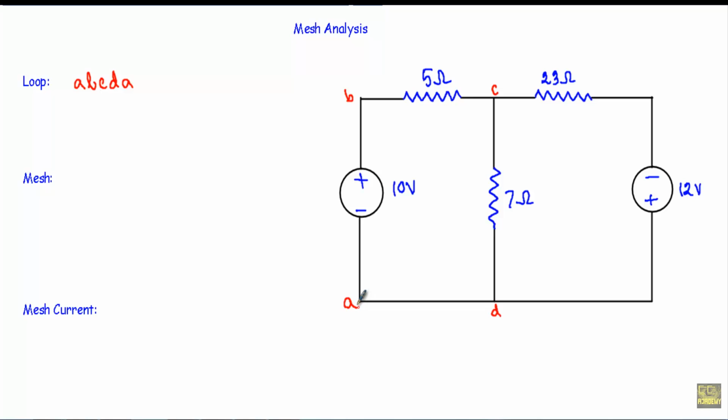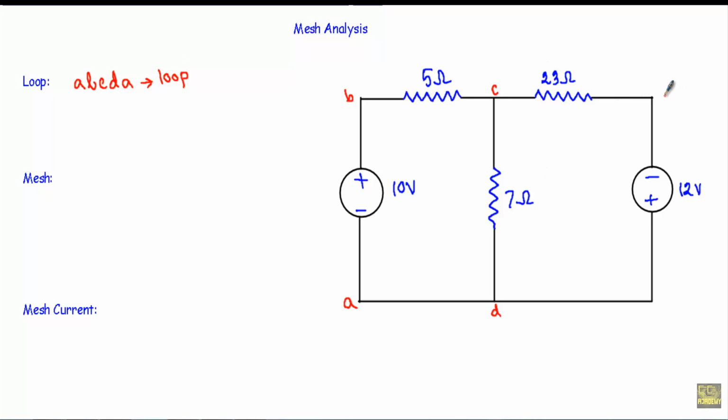See here, if I go from A to B, I will encounter this 10 volt source. From B to C, I will encounter this 5 ohm resistance. From C to D, this 7 ohm resistance, and D to A, we have a total short circuit. See, if I move along this total path, I will not encounter any element more than once. That's why I can call A B C D A a loop.